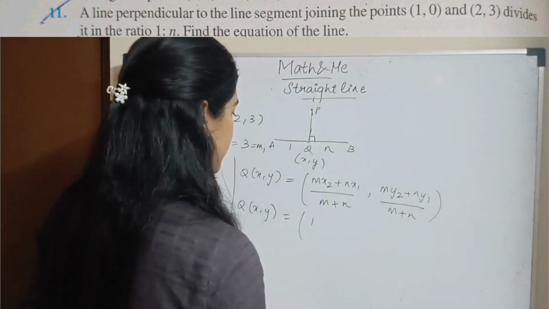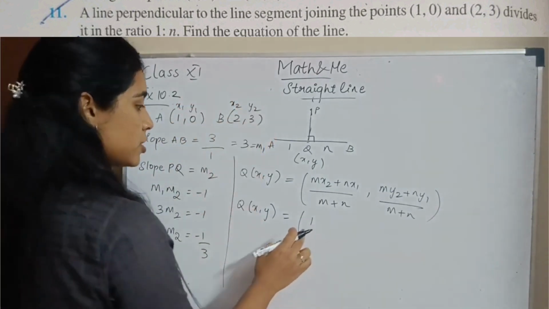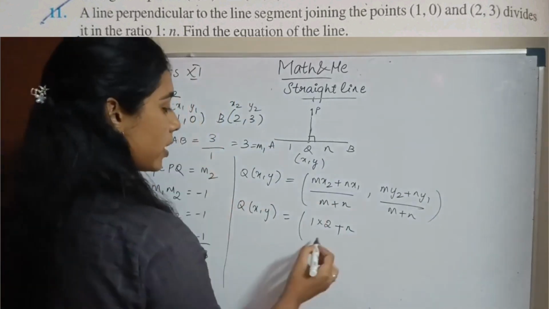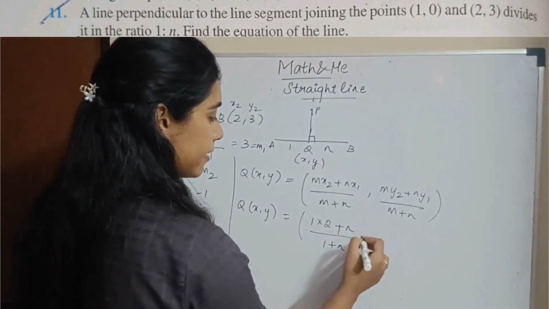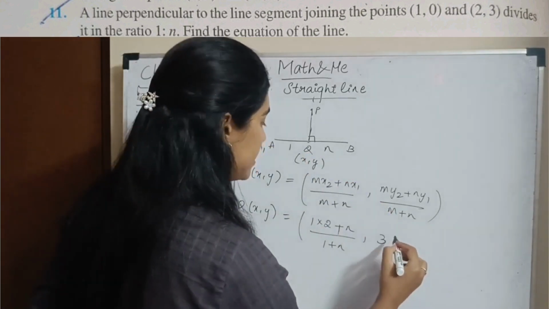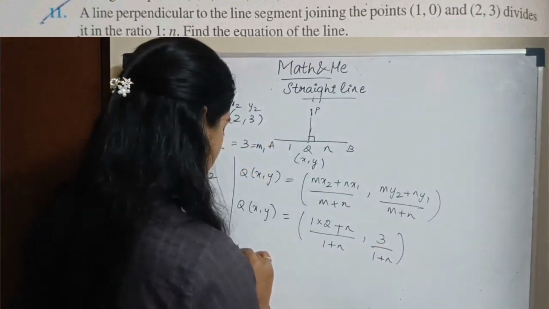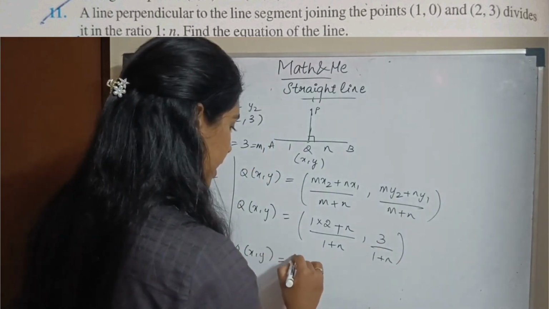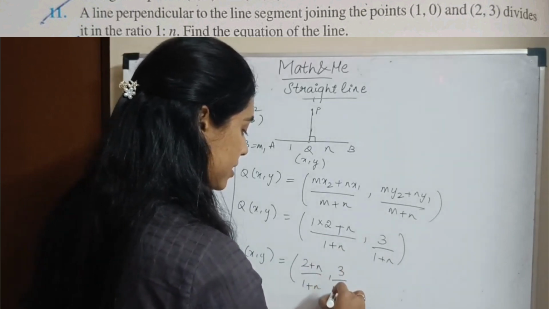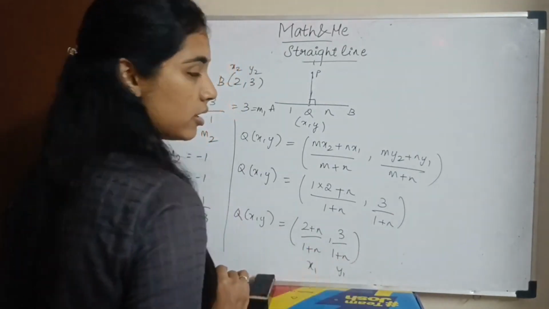We have 1, x2, which is x2. So this is x1, y1, x2, y2. So 1, x2 plus n x1 divided by m plus n, comma m y2. What is y2? 3. So m is 1. 3 plus n y1, which is 0, divided by 1 plus n. So what are the coordinates of Q? I have 2 plus n divided by 1 plus n, comma 3 by 1 plus n. So now this becomes my x1 and y1.